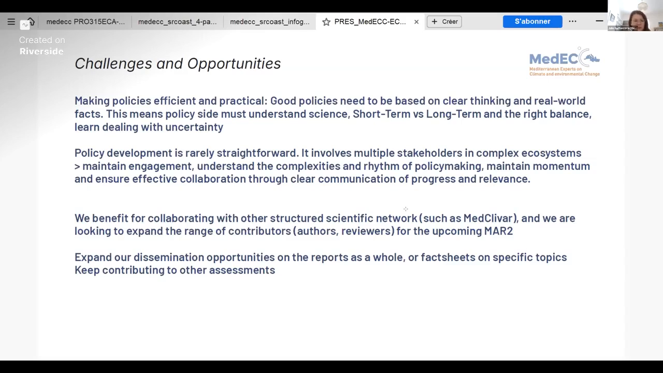We have to work hard on the communication aspect, so they understand the science basis of it and know how to live with the uncertainty as well. We benefit a lot from collaborating with other structured scientific networks such as MedECC. We are always looking to expand the range of contributors. As I said, it's on a volunteer basis, but for the report we work with the authors and also the expert reviewers. That's what we are looking for now for the upcoming second Mediterranean assessment report.